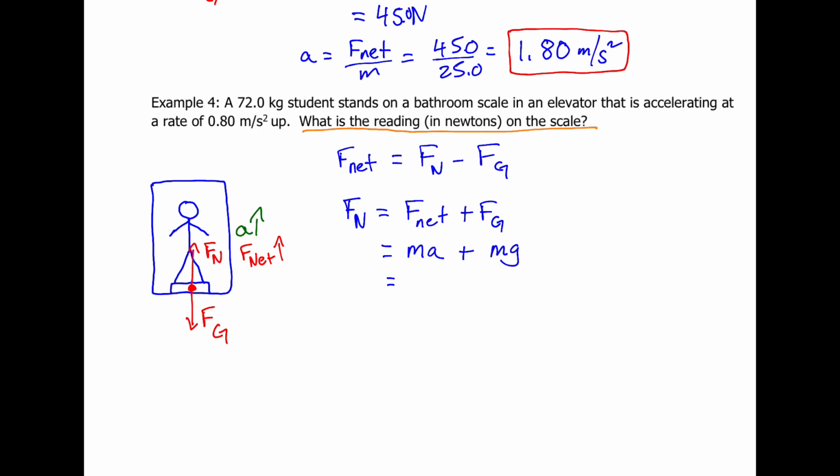We know that this is going to be 72.0 times 0.80 plus 72.0 times 9.81. Great. And now we can get our calculators in order to get this number. I think it is 763.92, a bunch of numbers.